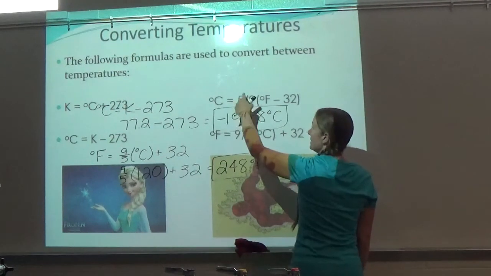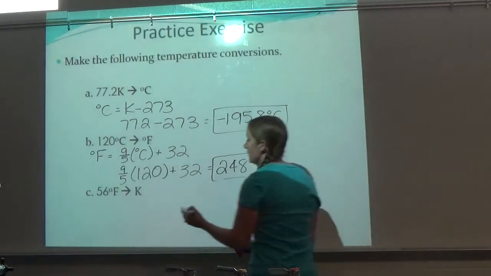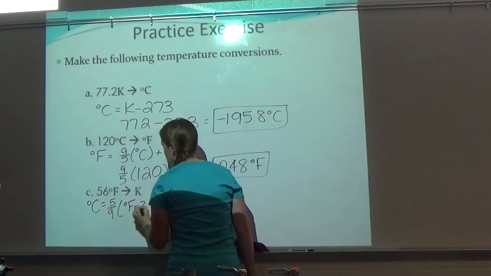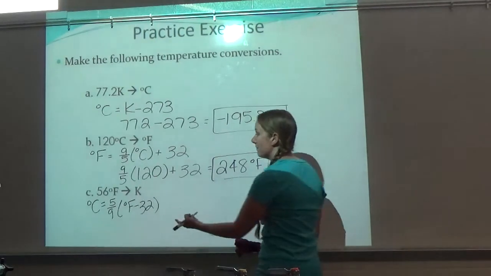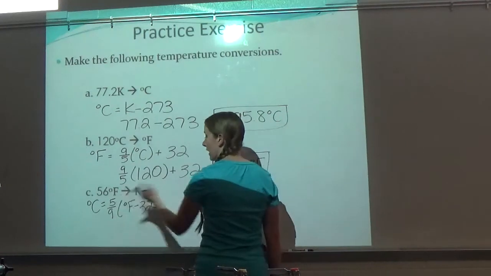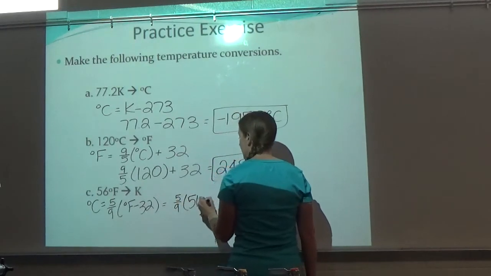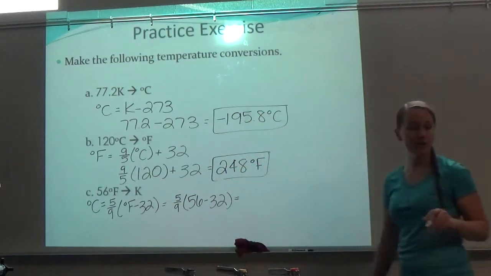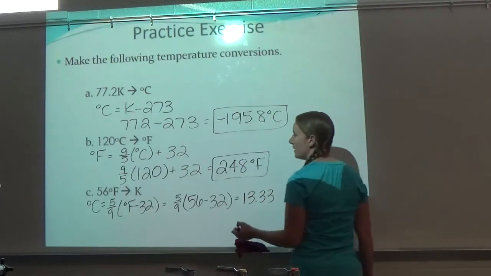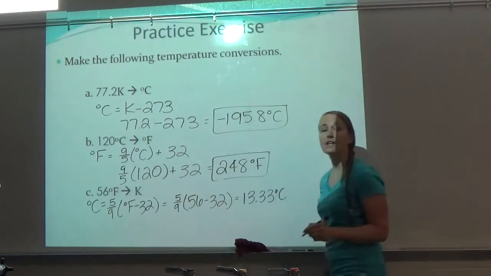Sorry. So Celsius is 5/9 times Fahrenheit minus 32. Now notice your order of operations. This time Fahrenheit minus 32 is in parentheses, so you're going to subtract first and then multiply by your fraction. So I'm going to do this first. 5/9, my Fahrenheit is 56, minus 32. When I solve that, I end up getting 13.33, but what unit am I going to get? I'm going to get degrees Celsius. The question didn't ask me for Celsius, it asked me for Kelvin.